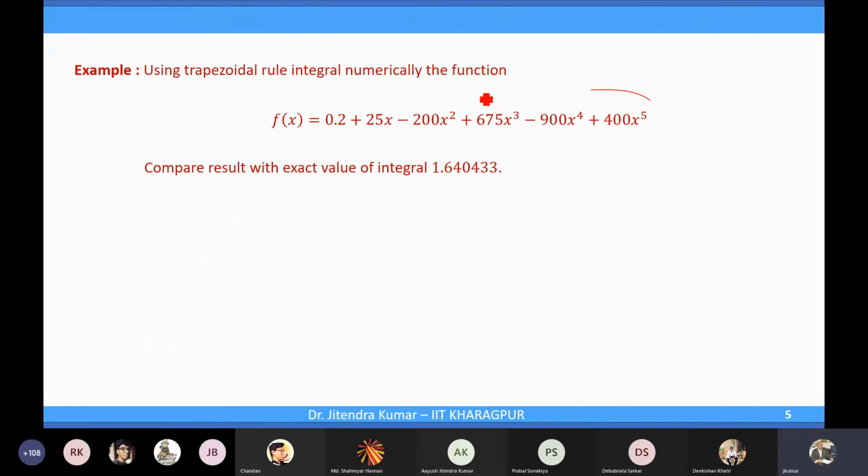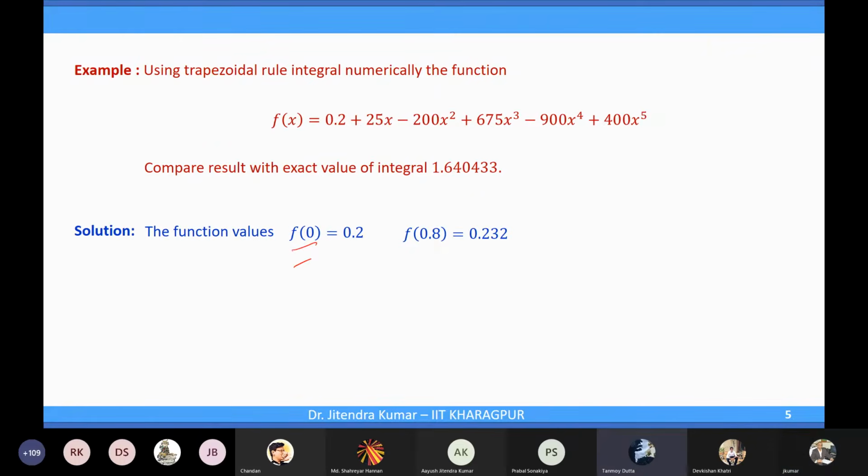You integrate numerically such a function and compare your exact value with the value of this integral, the exact value of this integral, which is 1.640433. So suppose we do so now. And we want to integrate from, what are the limits of the integral? Yeah, that's what I forgot there. So it should be 0 to 0.8, I guess, from this itself here.